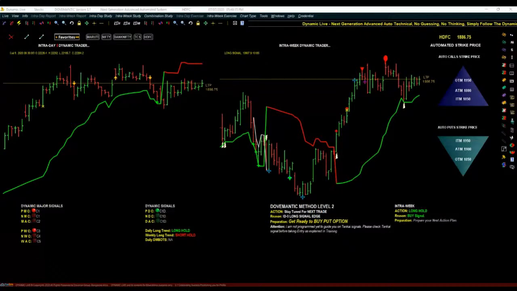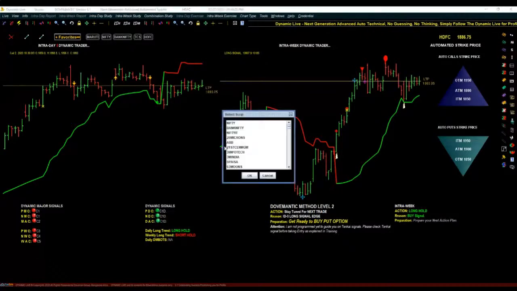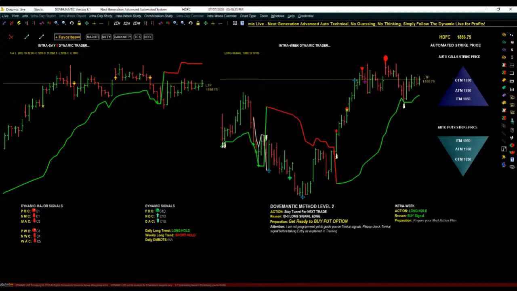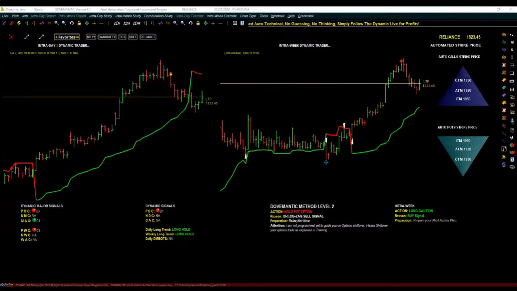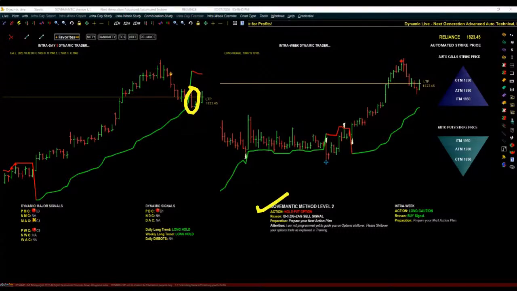And Mr. Shivakumar wants to check Reliance. So there is a case of Reliance, you can see here. Now at this point in time, Reliance had told us to buy a put option. Now it is telling us to hold the put option. But when it told us to buy a put option, intraday 3 long was red in color, it was supporting. Intra-week long was green in color, it was not supporting. So we have to check the Tenkai signal.